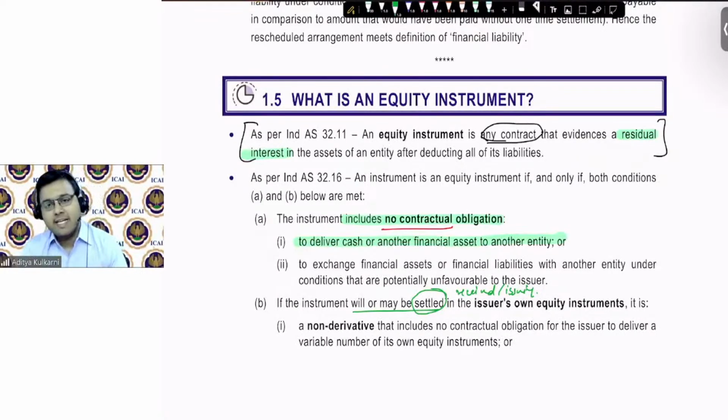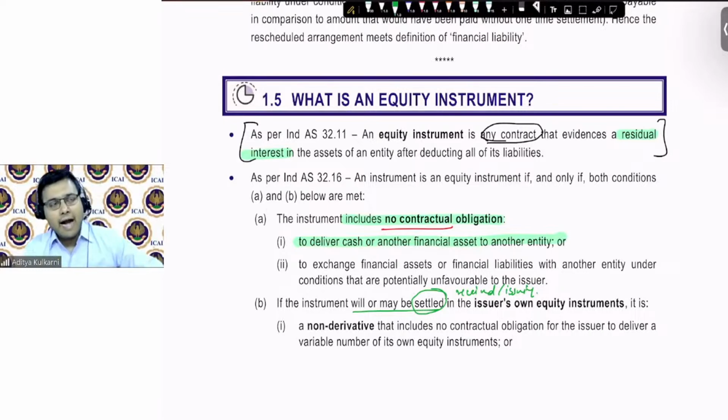So when we study derivatives in the future, you could also have an option to issue your own equity shares. You could give an option. So what is an employee stock option plan? You give the option to the employee to take equity shares at a fixed price. Exercise price is fixed. And then you also have a contract where the number of shares is fixed.